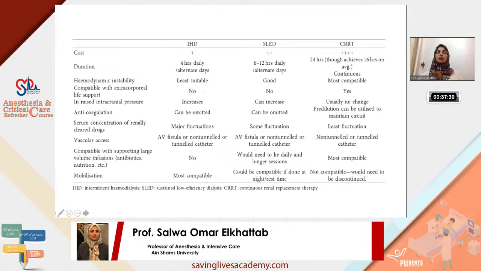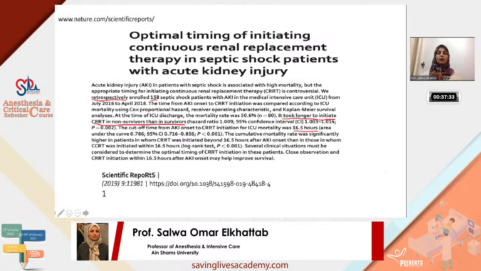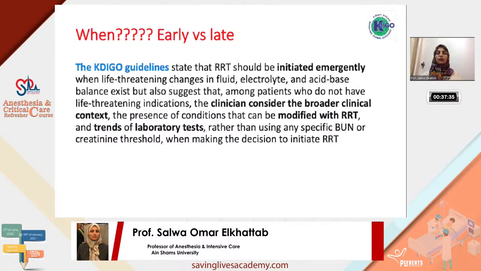What is early versus late? Our guidelines show that you should not consider a cut-off biomarker, but you have to look at the whole clinical context of the patient. If you have an emergent indication to start, you have to start immediately without any delay, as we mentioned before. If you don't have these emergent indications for RRT, you have to consider the whole clinical context of the patient.